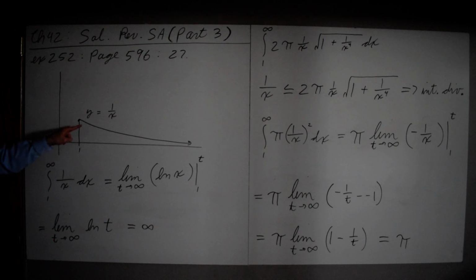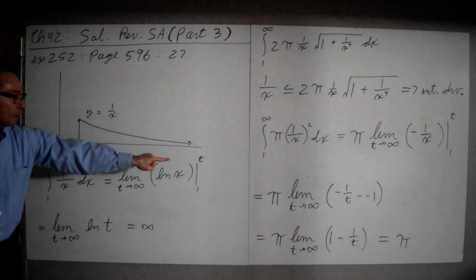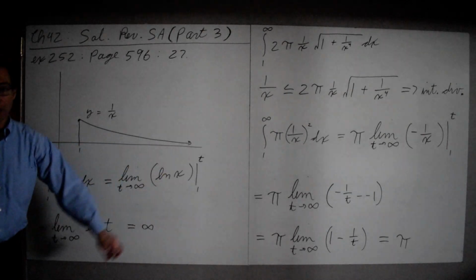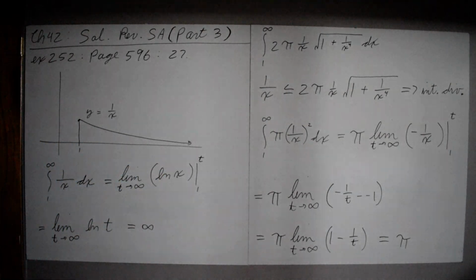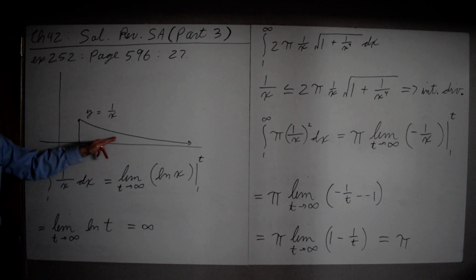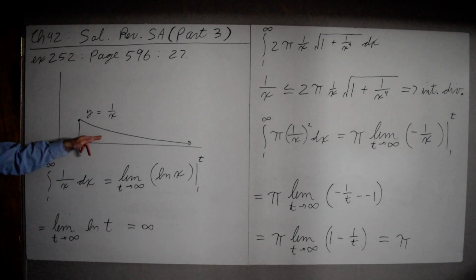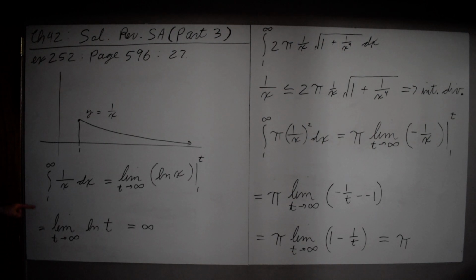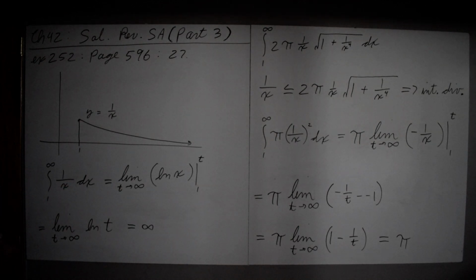So we look at the function y equals 1 over x from 1 to infinity. This gets closer and closer to the x-axis but never quite touches it. And if we look at this region as an infinite region on the plane, and we want to calculate its area, we integrate the function. So we integrate 1 to infinity of 1 over x dx. We've done this integral before.